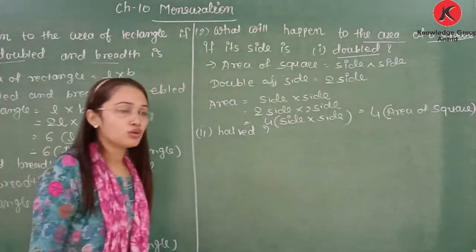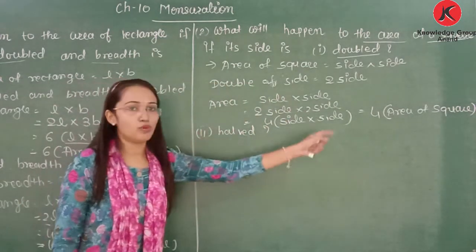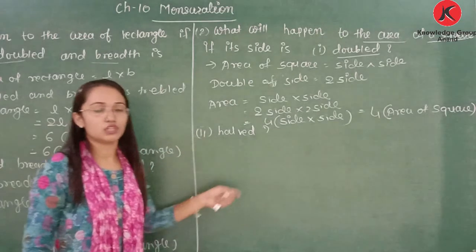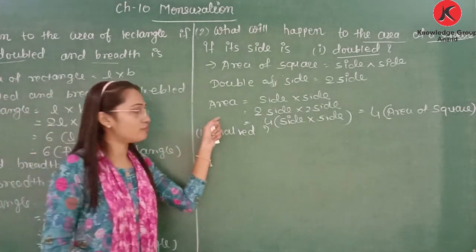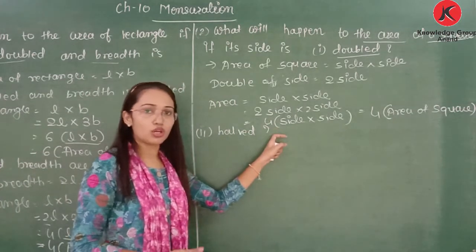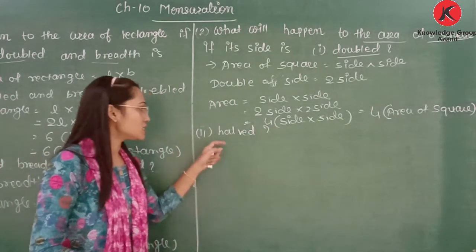In MCQ you may have answers like it will be 4 times, it will be 6 times, it will be 3 times. So after this calculation you can find the answer, that it will be 4 times and not 6 times.